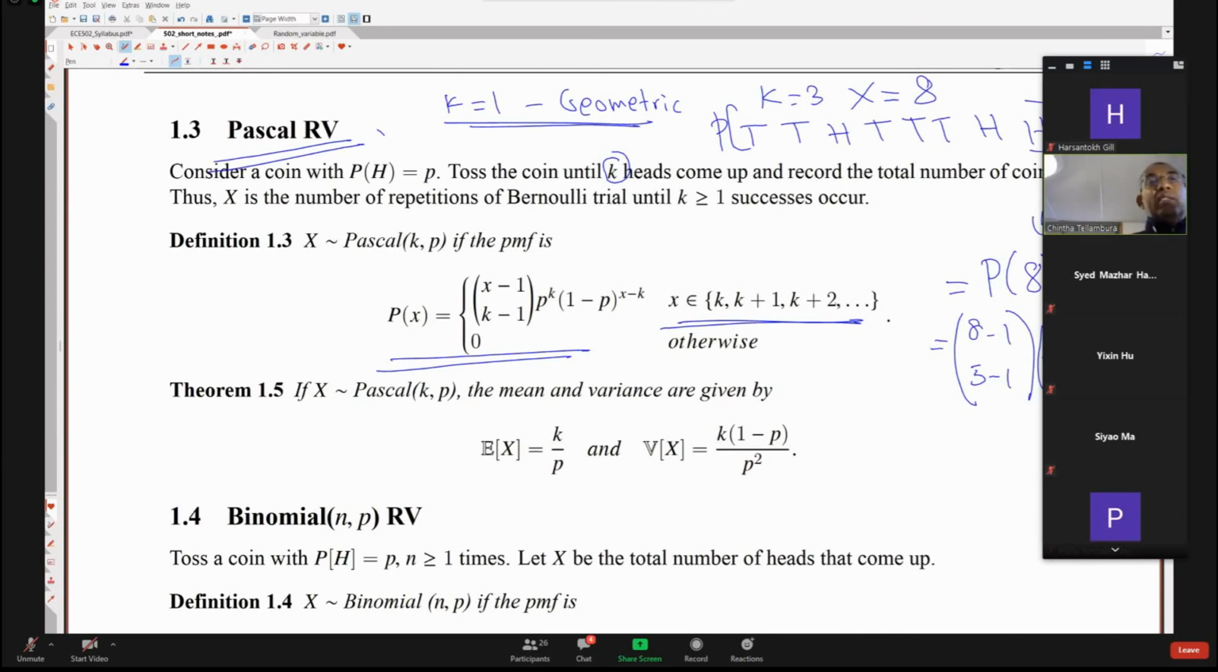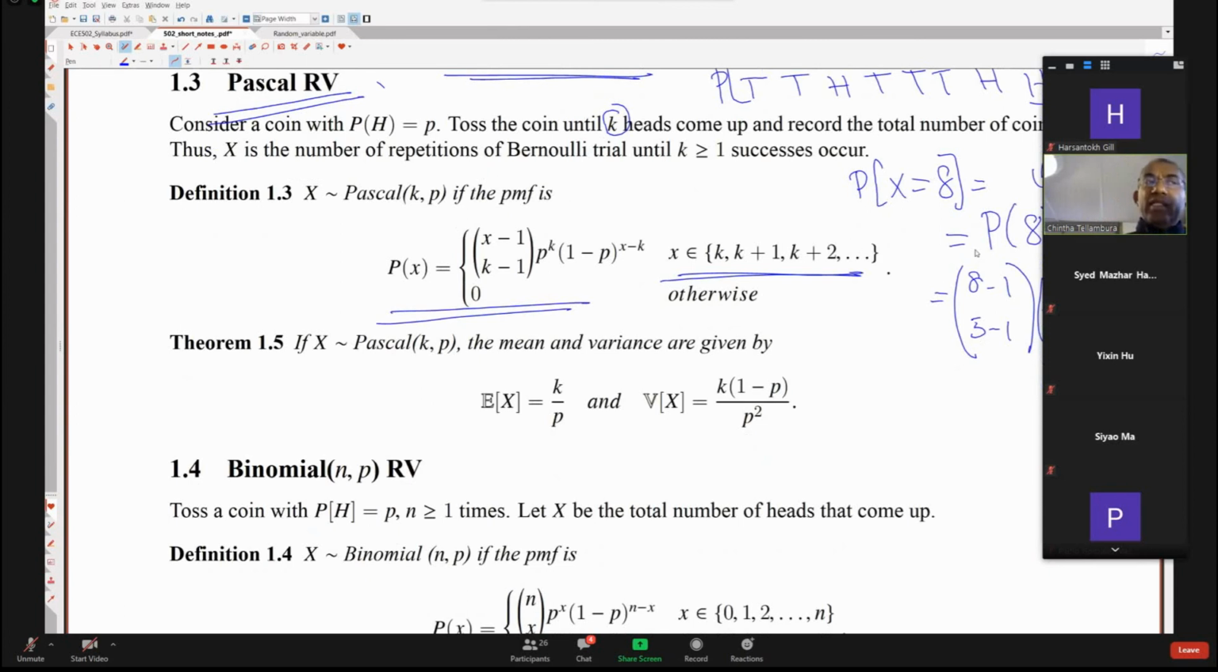Oh no, that's not really true. Actually, I made a mistake. This is the probability that x is equal to 8, which is not the same as the probability of this particular sequence. This is just one realization of x being equal to 8. Anyway, let's not get into technical details here.